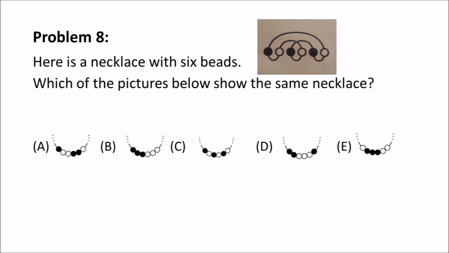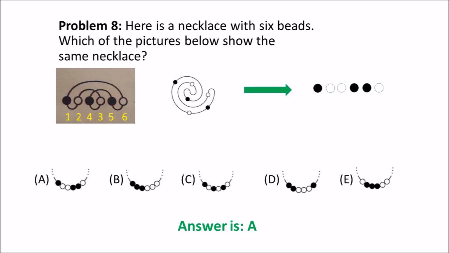Problem 8. Here's a necklace with 6 beads. Which of the pictures below shows the same necklace? A, B, C, D, and E. If you look at this, there is a black and a white on each side. See, that already eliminates D and E. Then B can't be it because there's too many consecutive beads. Then, to find out A and C, just find the pattern. And as you can see here, A is the answer.